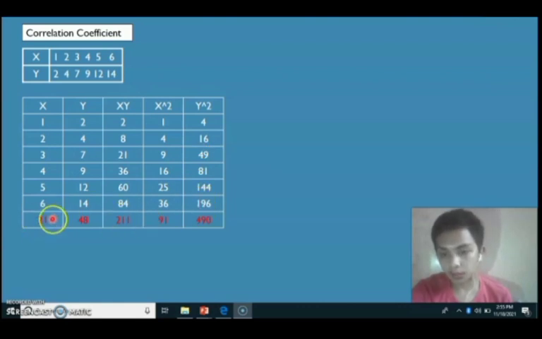And here, these red shaded numbers are the sums. This is the sum of the y values, and this is the sum of the x values. This is also the sum of the products of x and y. This is the sum of x squared, and this is the sum of y squared. We are going to need these sums.